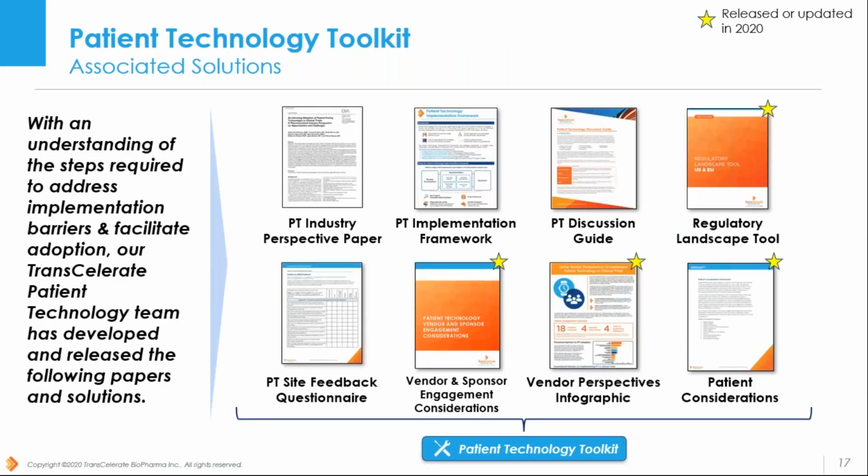So from 2017 until now, we've created this toolkit, and it started with the industry perspective paper, or what we call the point of view paper. And from there, we've branched out into the implementation framework, the discussion guide, regulatory landscape, the site feedback questionnaire, and the vendor and sponsor engagement considerations. We created an infographic around our vendor perspectives and patient considerations. Today, we're really going to focus on introducing to you the patient considerations, the site feedback questionnaire, and the vendor and sponsor engagement considerations. But before we do that, I want to pause, and I have some questions for you. So next slide.